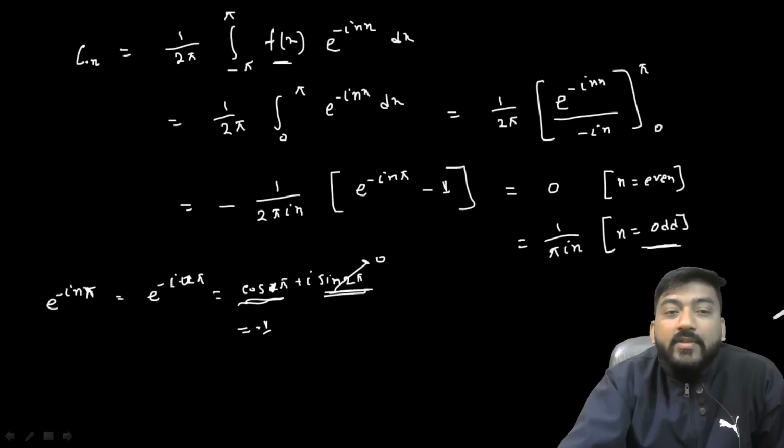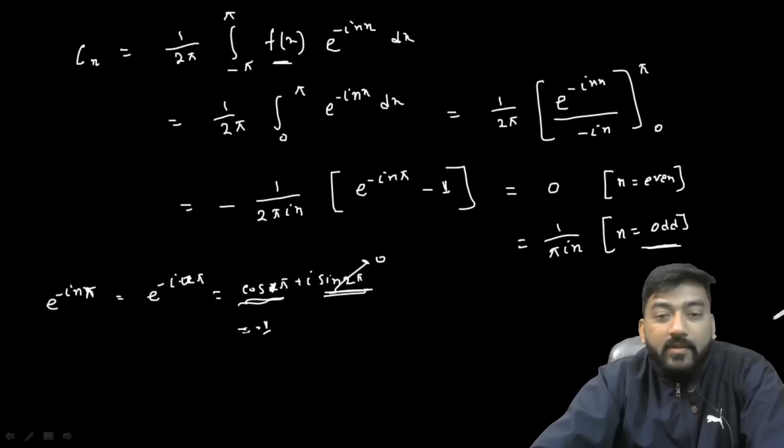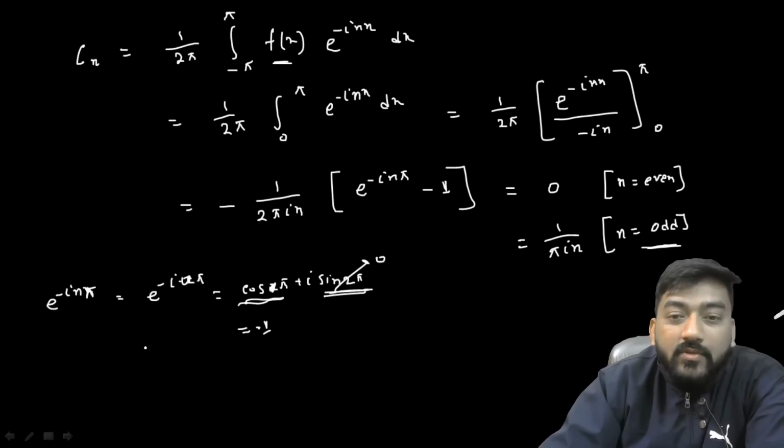And if you want to find out c minus n, then it will be just minus 1 upon pi i n, where you have to put this plus, and then you can find out c minus n also. But we will use directly in the final expression. Okay, so if you want, you can find it out. There is no problem.